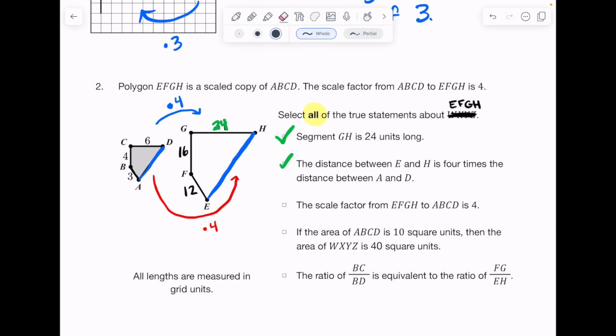So this is trying to get at the same idea. Can you understand this relationship, what it means to be a scaled copy, what it means to be proportional, having these equivalent ratios, even if the numbers aren't there?